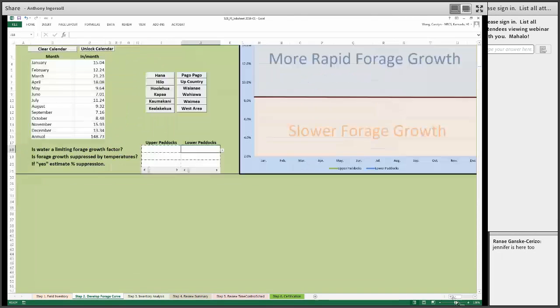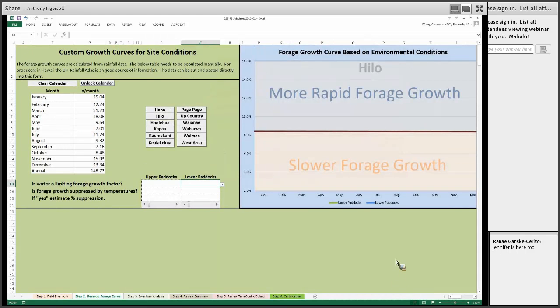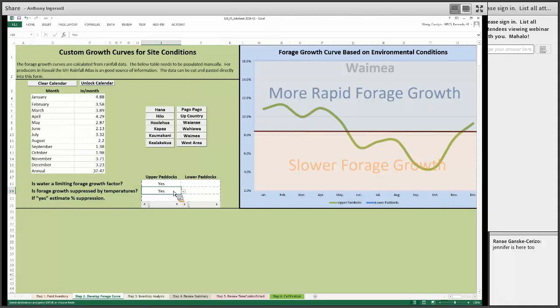Is that pretty good? I'm going to go ahead and click the Waimea button, and I'm going to go ahead and use this template data that's in here. I'm going to say that's fair enough. And I'm going to answer these questions here. Is water a limiting forage growth factor? I'm going to say yes. And is forage growth suppressed by temperatures up here? Yes.